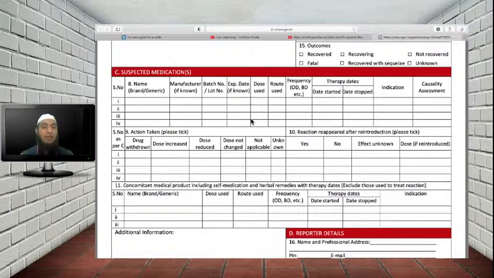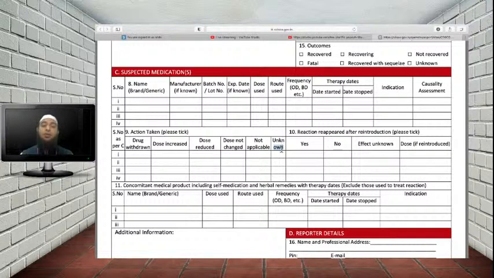In addition to that, the next parameter is the action taken. What action you have taken after you come to know about that ADR, like you have withdrawn the drug, you have increased the dose, you have decreased the dose, or you have not changed the dose, or maybe you have not done anything, so it is not applicable. Likewise, if you don't know, like you are someone else, you are not treating that patient, but you heard about the ADR from someone else.